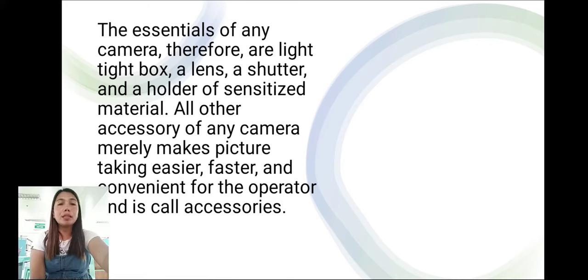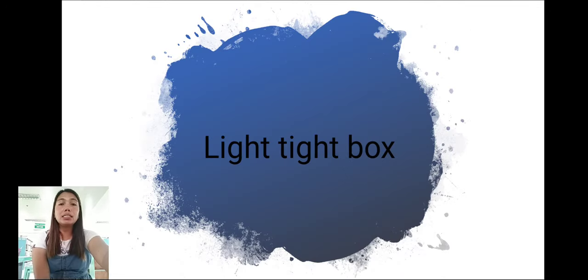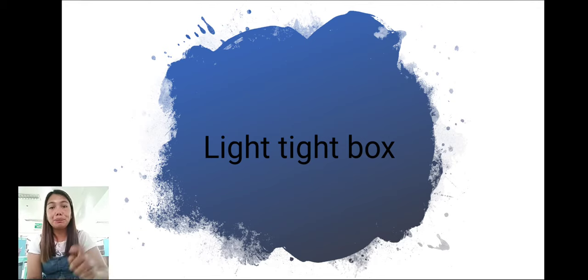Essentials of any camera therefore are light tight box, lens, a shutter, and a holder of sensitized material. All other accessories of the camera merely make picture taking easier, faster, and convenient for the operator, and they are called accessories. So, essential parts of the camera, we have the light tight box. The light tight box, or that is the frame of the camera, or yung iyahang box wherein it does not allow the light to pass through if it is not controlled or if you will not open the shutter button.